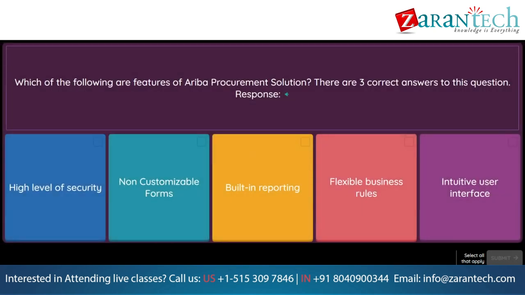Question: Which of the following are features of Ariba Procurement Solution? There are three correct answers to this question. Response: Option 1. High level of security. Option 2. Non-customizable forms. Option 3. Built-in reporting. Option 4. Flexible business rules. Option 5. Intuitive user interface.